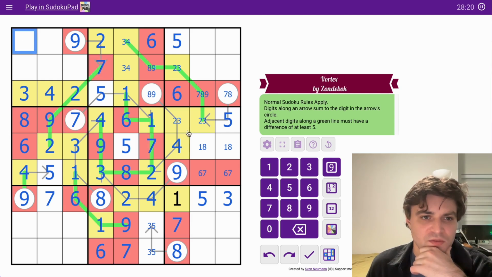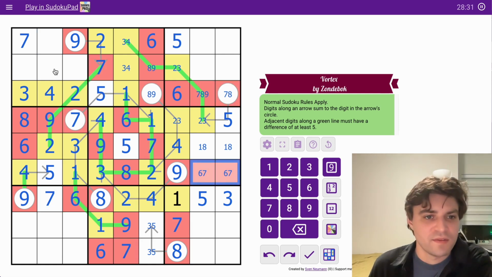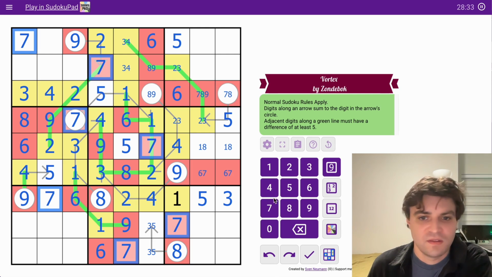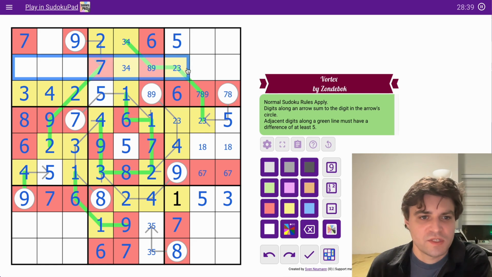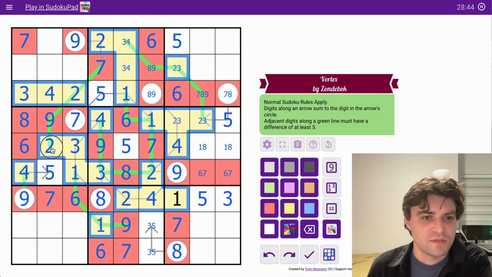We need a 7 in this region. That 7's going to need to go up here. And that's pretty much all of our 7s. There's going to be one here and one here that we have to remember to find. But that's all of the 7s for the most part. I wish there was something else in this row that we could use, but I don't see one.